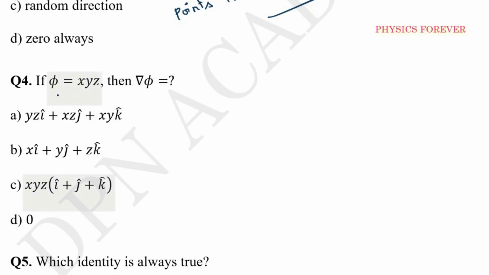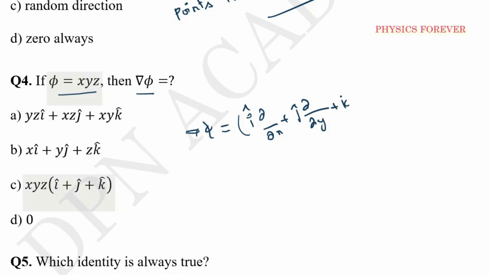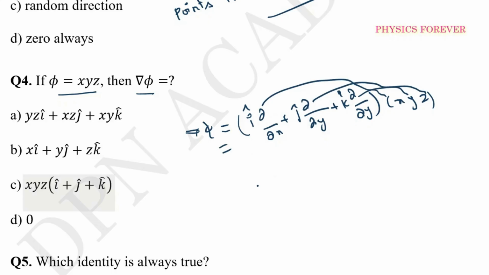If pi is equal to xyz, then del pi. So the same formula. Del, already நம்மளுக்கு del முன்னாடியே நான் கொடுத்துருக்கேன் first problem ல. How to write: i dou by dou x plus j dou by dou y plus k dou by dou z. So pi தான் இங்கே கொடுத்துருக்காங்க. Just we have to differentiate with x, with y, with z. So answer என்னன்னு கமெண்ட் பண்ணுங்க. ஸோ நீங்கள் போட தான் ப்ராக்டிஸ் ஆகும்.